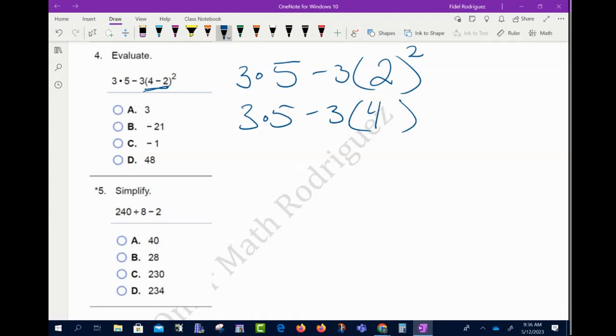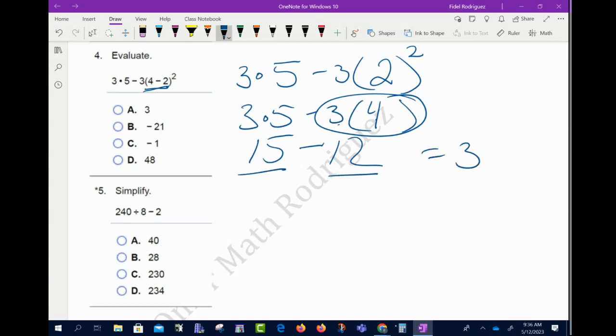Okay. All right. Do we have any multiplying? Yeah, we do. What's 3 times 5? 15. Guys, remember, this means I'm multiplying, right? When I have a number right next to it in parentheses, it means we're multiplying. What's 3 times 4? 12, right? If I have $15 and I owe you 12, we're left with $3. Look, there's our answer.